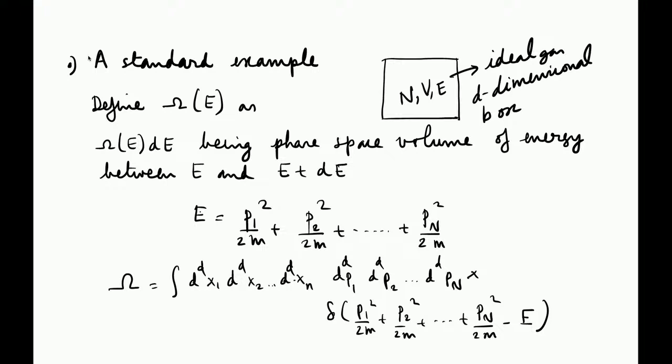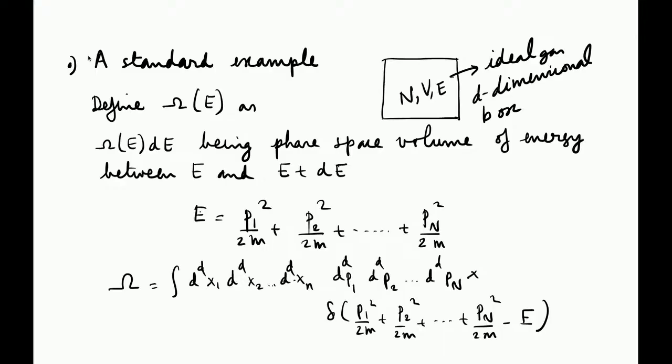So, first a standard example: you have a box in which there are N particles, V is fixed, energy is fixed, let us say an ideal gas, and I will do it in d dimensions, a d-dimensional ideal gas. Now you want to know the number of states. Here E is a continuous variable, so you have to be careful how to define the number of states. I will define the number of states corresponding to N, V, E such that omega(E) dE is the phase space volume of energy between E and E plus dE.